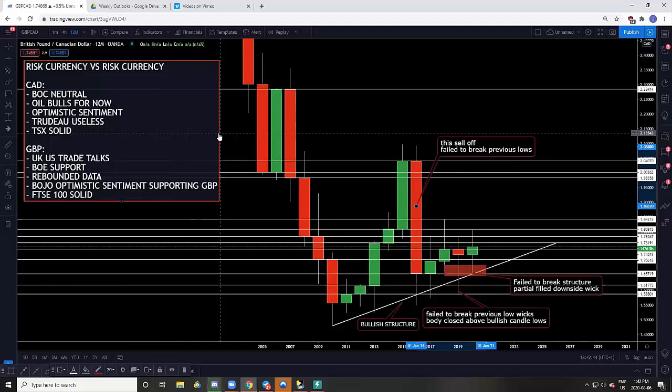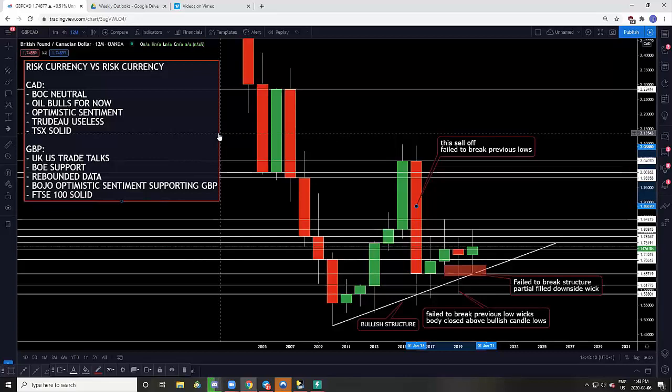On the GBP side, there's potential for a lot more liquidity inflow into that currency due to any good trade talks that can come between the UK and the US, as well as the UK and Euro. There's been some more support from the Bank of England, and we've seen stronger rebounded data from GBP compared to Canada, as well as per the leaders for each country.